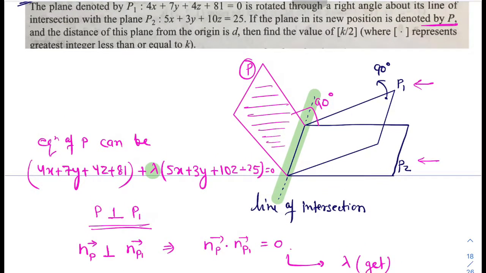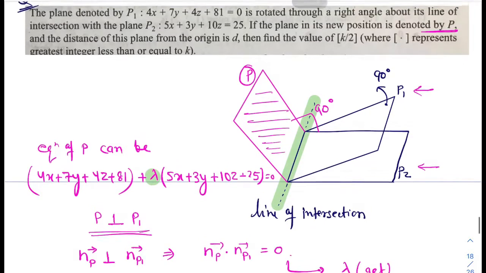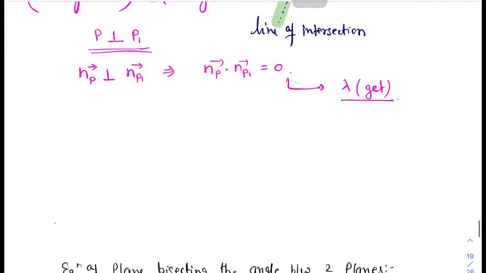The question is the distance of this plane, it means the distance of plane P from the origin. So if we have the equation of plane P, we can easily get the distance of that plane from the origin, and we can answer the question. You will do it by yourself.